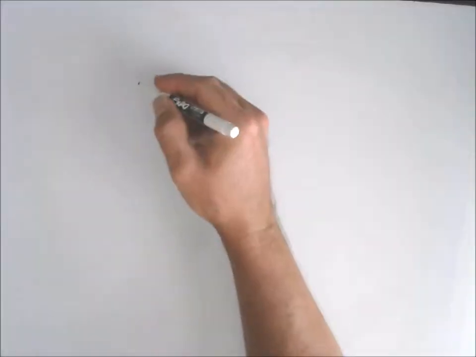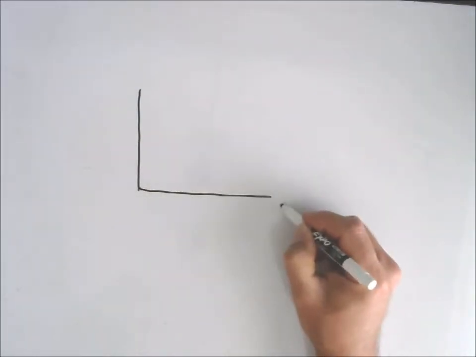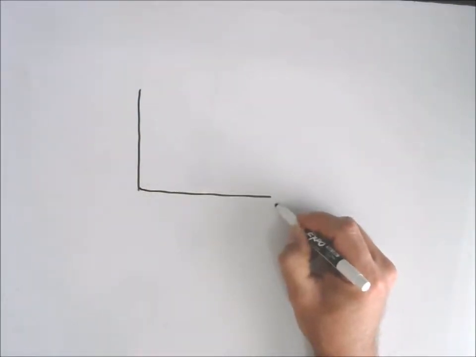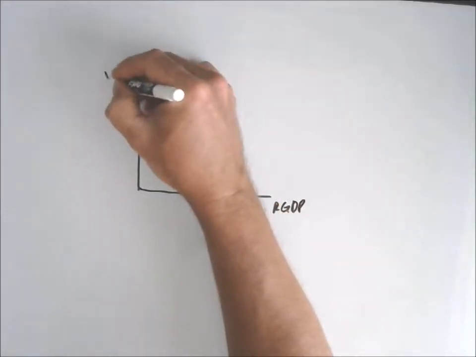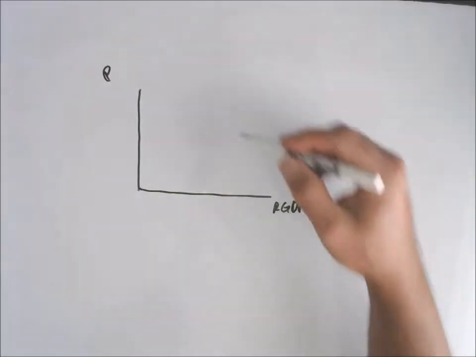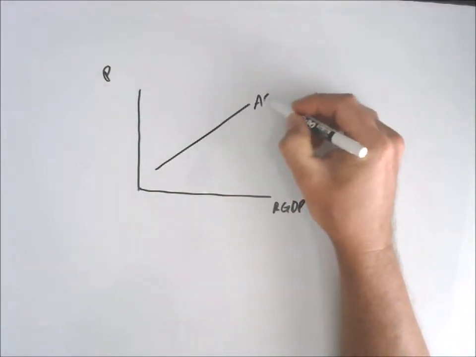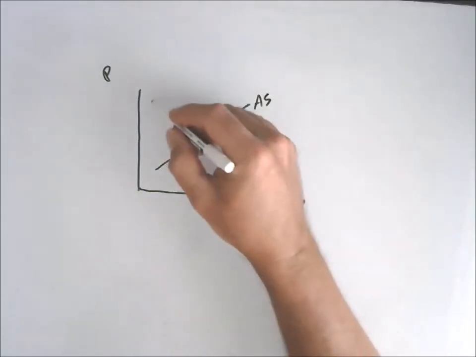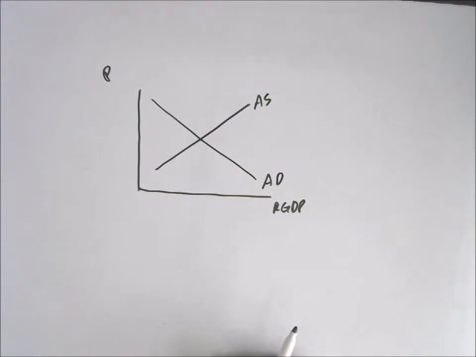Okay, so here's the gist of it. You've got real GDP on the horizontal axis. You've got the general price level on the vertical axis. You've got aggregate supply in the short run, and you have aggregate demand in the short run.